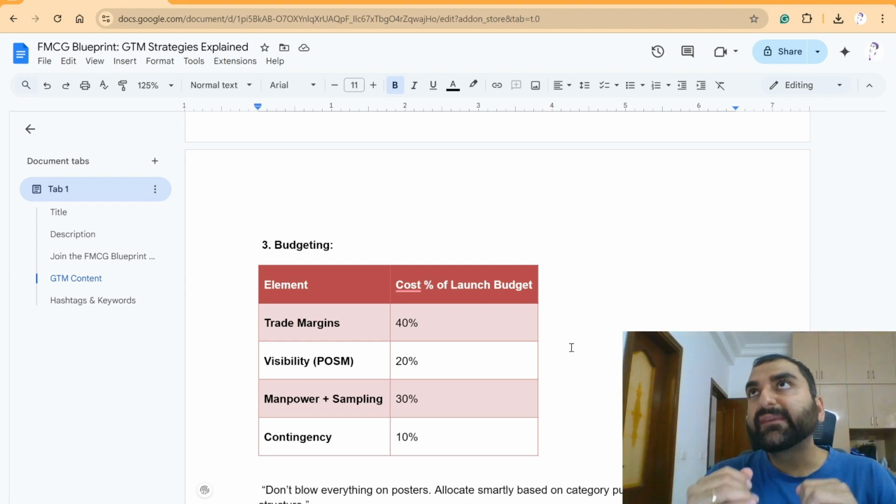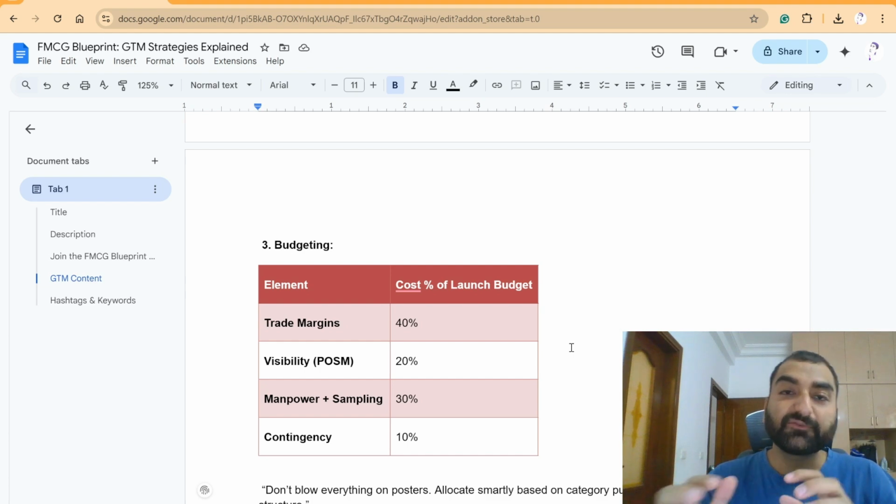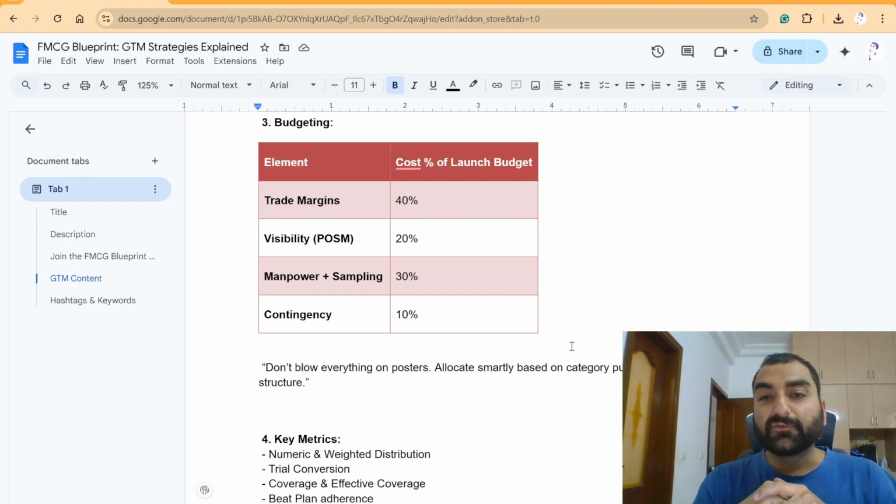And then always keep a contingency budget of 10% so that in case anything goes wrong, you are able to survive the tough market conditions, right? So as I said here, don't blow everything on posters, allocate smartly based on category pool and margin structure. So I hope budgeting is quite clear to you.